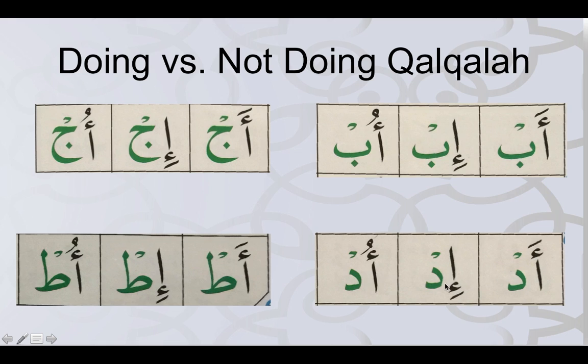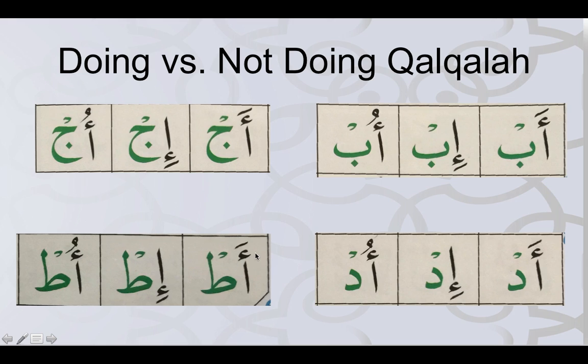Ad, id, ud. Because I closed the articulation point, I didn't do the Qalqalah. It's difficult for you to tell even. Did I say the dal? Did I say the ba? What did I say? So, correctly first. Ad, id, ud. That is correct. Now I'm going to do incorrectly. Ad, id, ud. I hope you're starting to hear the difference.